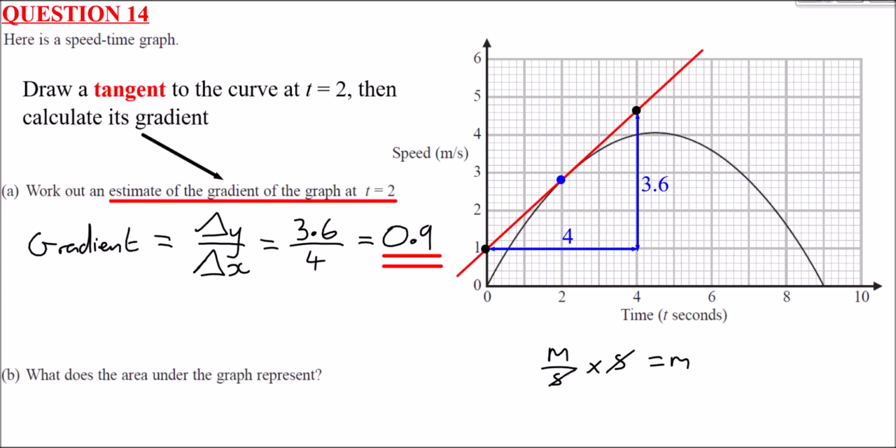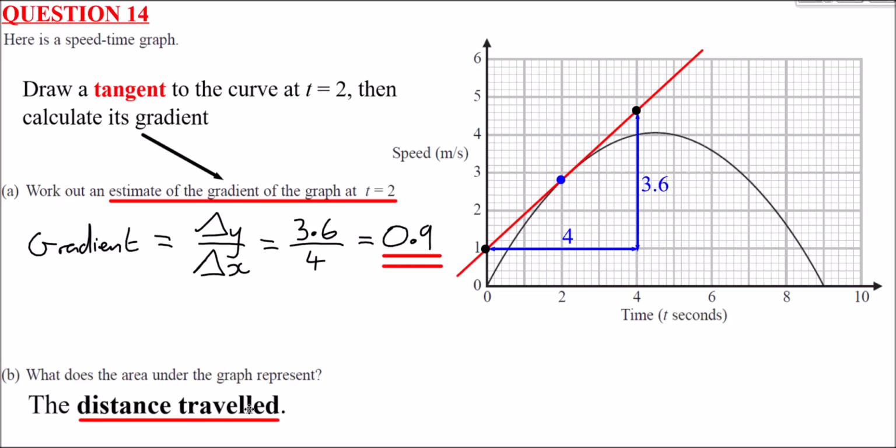But putting it simply, the area under a speed-time graph tells us the distance travelled. So all you need to write down is it tells us the distance travelled. And then we're done, and then we're happy.